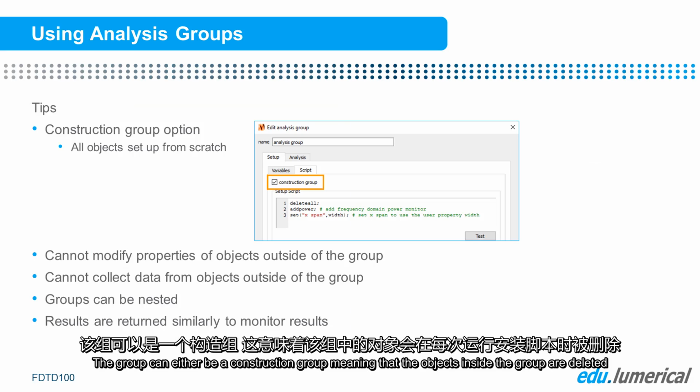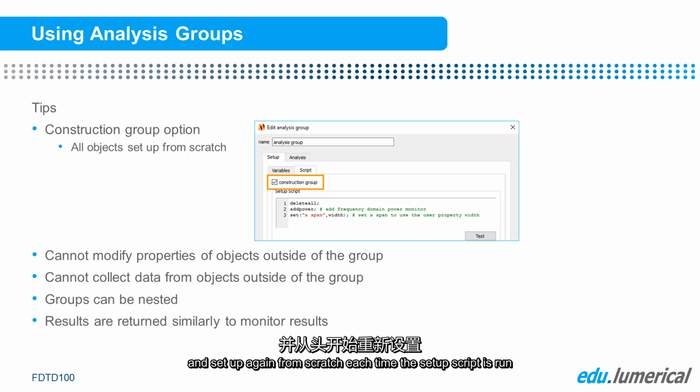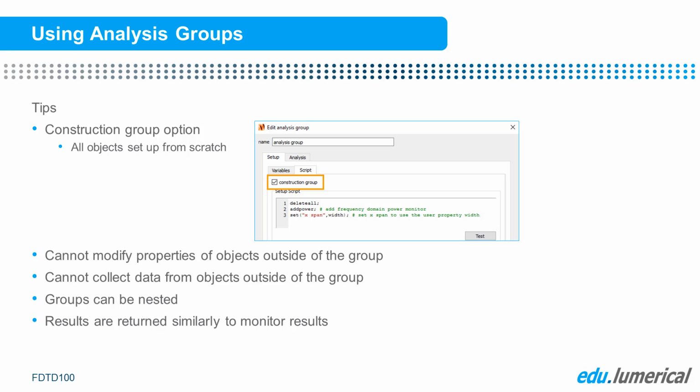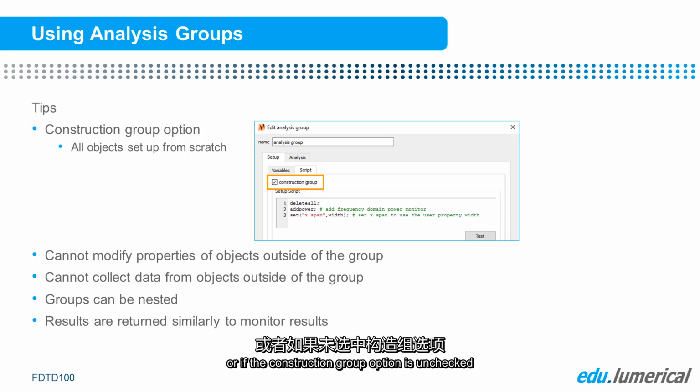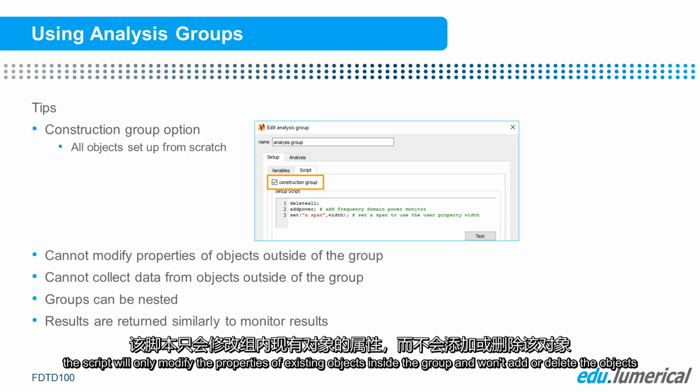The group can either be a construction group, meaning that objects inside the group are deleted and set up again from scratch each time the setup script is run, or if the construction group option is unchecked, the script will only modify the properties of existing objects inside the group and won't add or delete the objects.